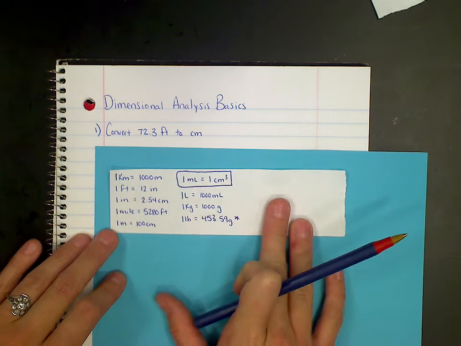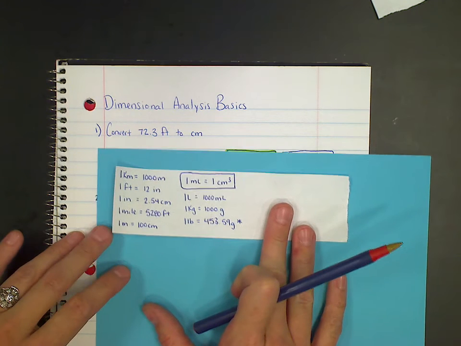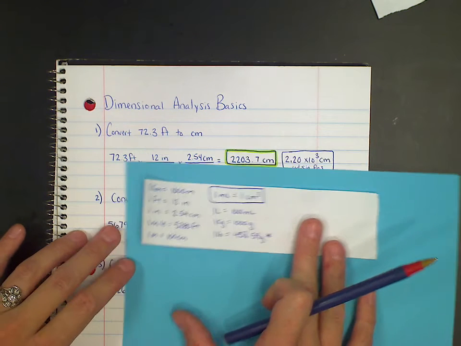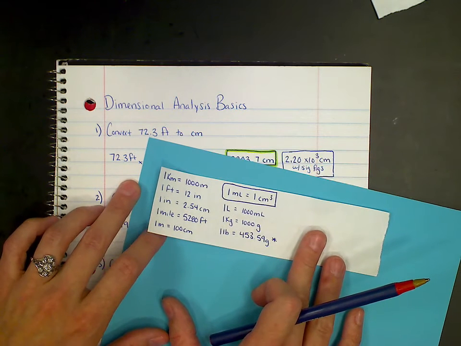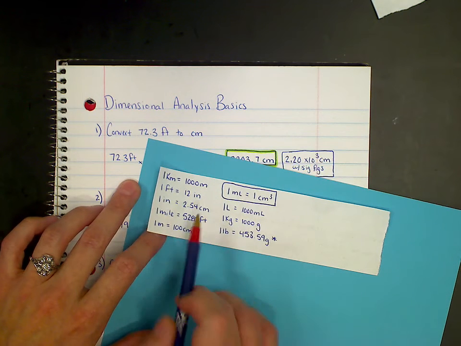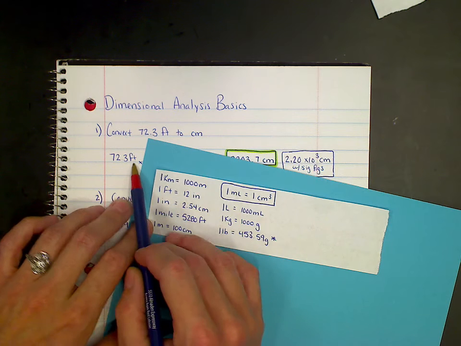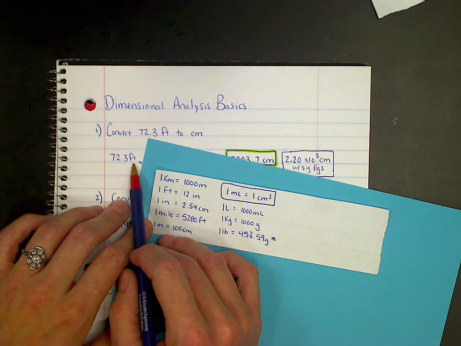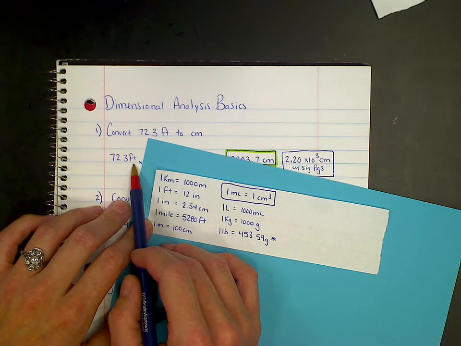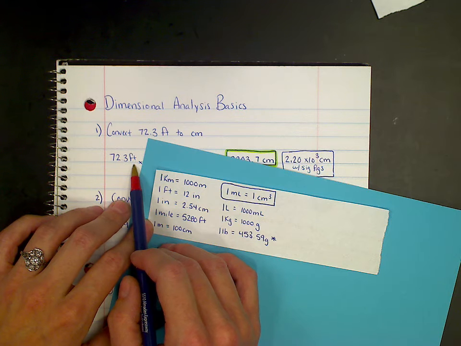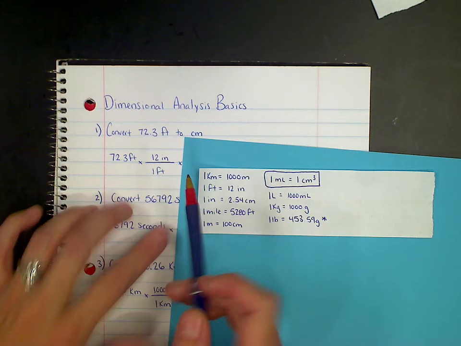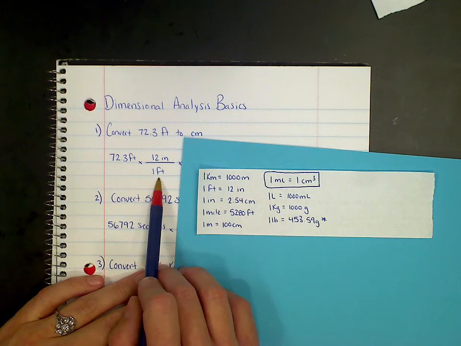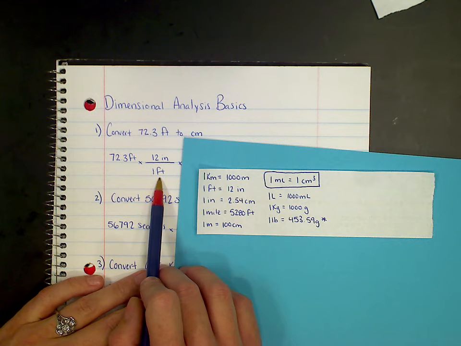So as always, you always want to start with the thing that's given to you in this problem. So let's see, the 72.3 feet was given to us, okay? Again, a good hint that I always tell students is that the first unit that you're given, that's always going to be on the bottom of your first conversion. So if you don't know what your first conversion is going to be, at the very least, you know that feet is going to be on the bottom of it, okay? And that kind of gives you a little hint as to what else you should do.